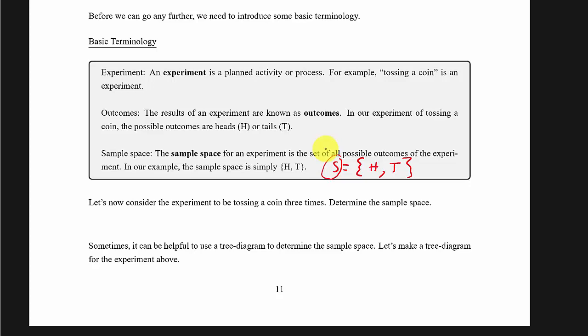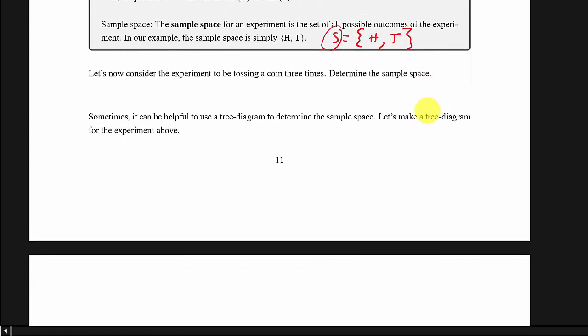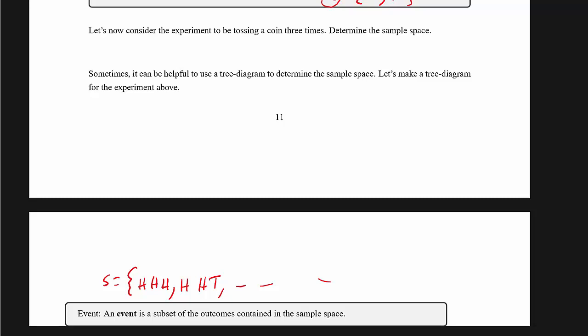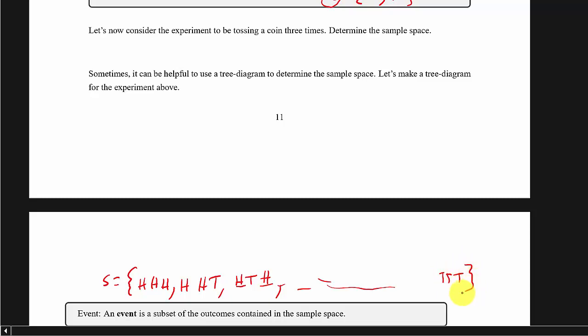Okay. So now it says, let's now consider the experiment to be tossing a coin 3 times. Determine the sample space. All right. So when we're flipping a coin 3 times, well, the sample space could be, we could get heads, heads, heads. We could get heads, heads, tails, and so on. And you would have to list all the possible combinations you have there. And then we could have maybe heads, tails, heads, and so on. And, probably end up with tails, tails, tails as the last one.